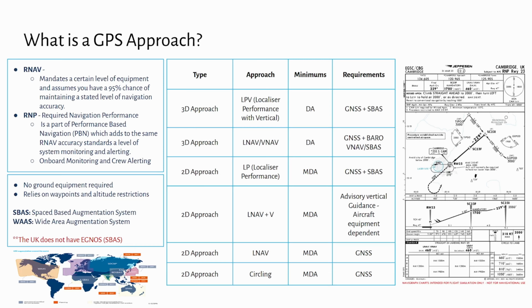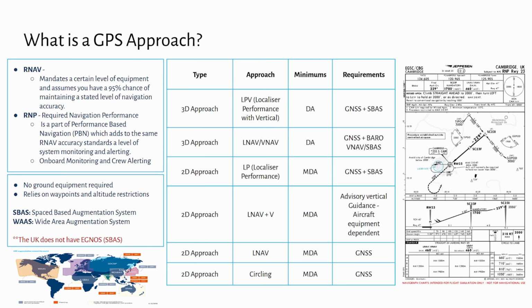Then you have the LNAV approach, which is another 2D approach, which uses a minimum descent altitude again, and all you require for this is GNSS. With this one, the minima are a lot higher. You see on this chart it says LNAV CDFA, continuous descent final approach. That is the LNAV approach, because this one doesn't have any vertical guidance. It simply tells you how laterally far you're off track. This is the main one you will use in the UK unless you have some additional aircraft equipment, which we will discuss in a minute.